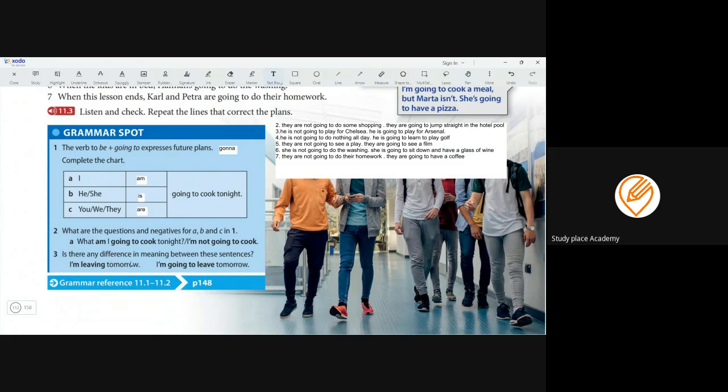Is there any difference in meaning between these sentences? I'm leaving tomorrow. I'm going to leave tomorrow. I said previously that there is no difference. Both of them refer to the future. Using present progressive or going to has the same meaning in the future. So there's no difference in the meaning.